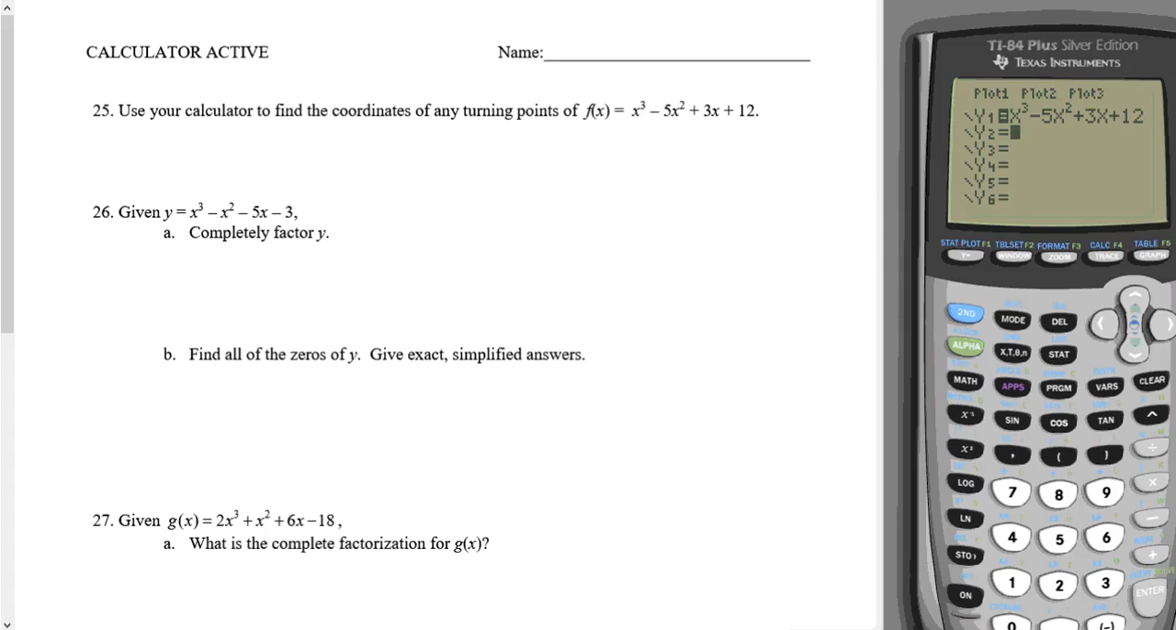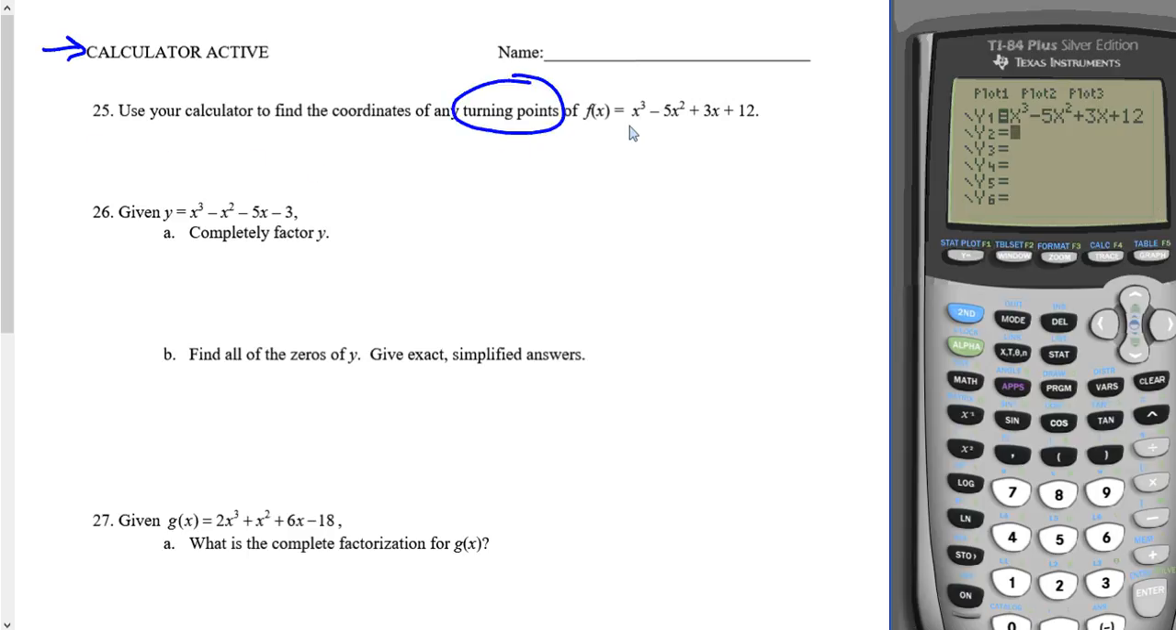All right, so that finished up the no calculator part of the test. Now we're on to the part of the test with the calculator. So I popped up the calculator here. Number 25 says, use your calculator to find the coordinates of any turning points. Those are any maximums or minimums of this cubic function. I know when I graph an x cubed that it should look something like this. It should have 2 bends in it if it's a third degree function.